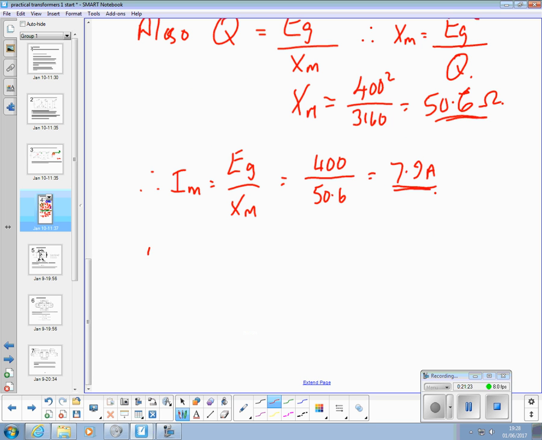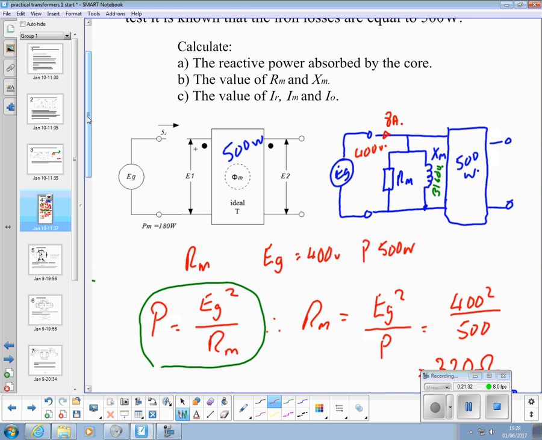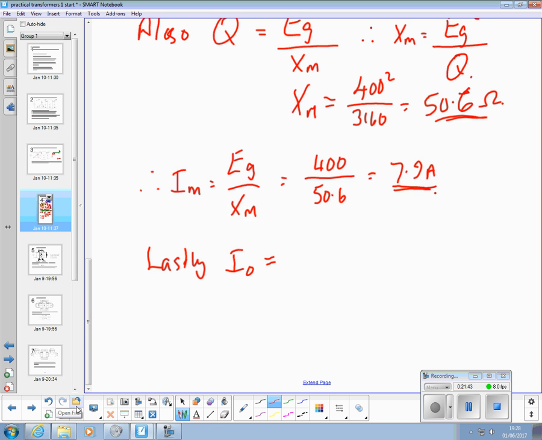Lastly, IO is equal to, by Kirchhoff's current law, IO, this total current flowing, is them two added together. IR plus IM. But what have we got to be careful of here? Now we've got to bring the angle in, because they're not in phase with each other.